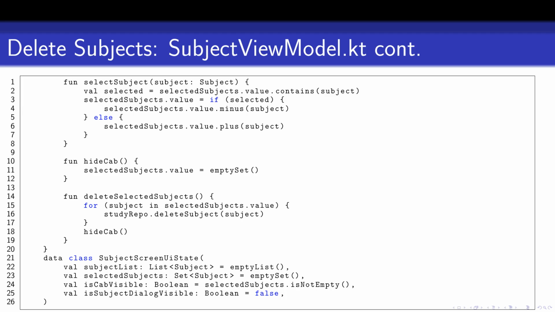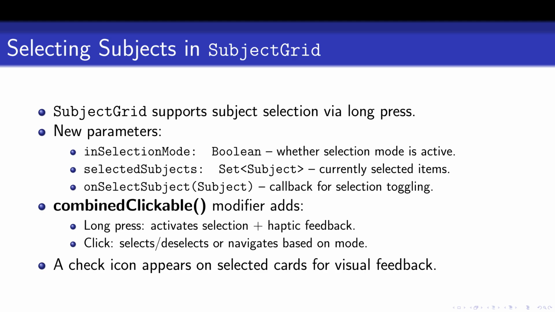It finishes by clearing the selection, which automatically hides the CAB. This approach keeps the business logic encapsulated in the ViewModel and the UI as a clean observer. The subject grid composable is updated to accept parameters that control selection mode. These include a Boolean flag for in selection mode, a set of selected subjects, and a callback for onSelect subject.